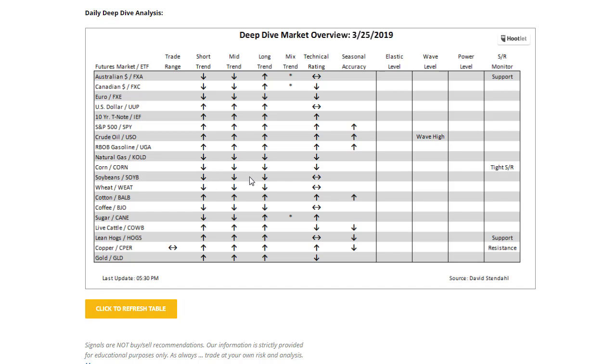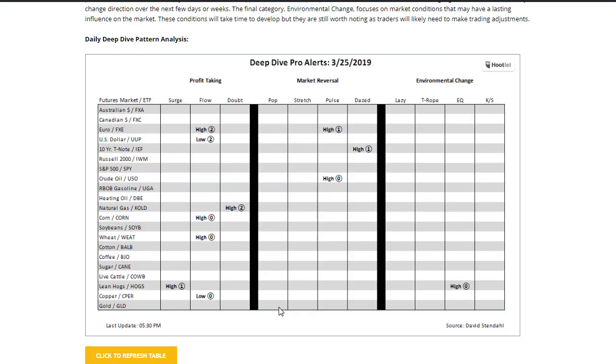The trend in general for corn is still to the downside, and it's being backed up in this particular case by the technical rating. Now, what's kind of interesting here is we have a tight support resistance level that popped up here today, and there's reason for that, and I'll point this out. But before we get to the support and resistance, I just want to pull out the patterns. Here's the Deep Dive Pro patterns, and for corn, we had a profit taking.